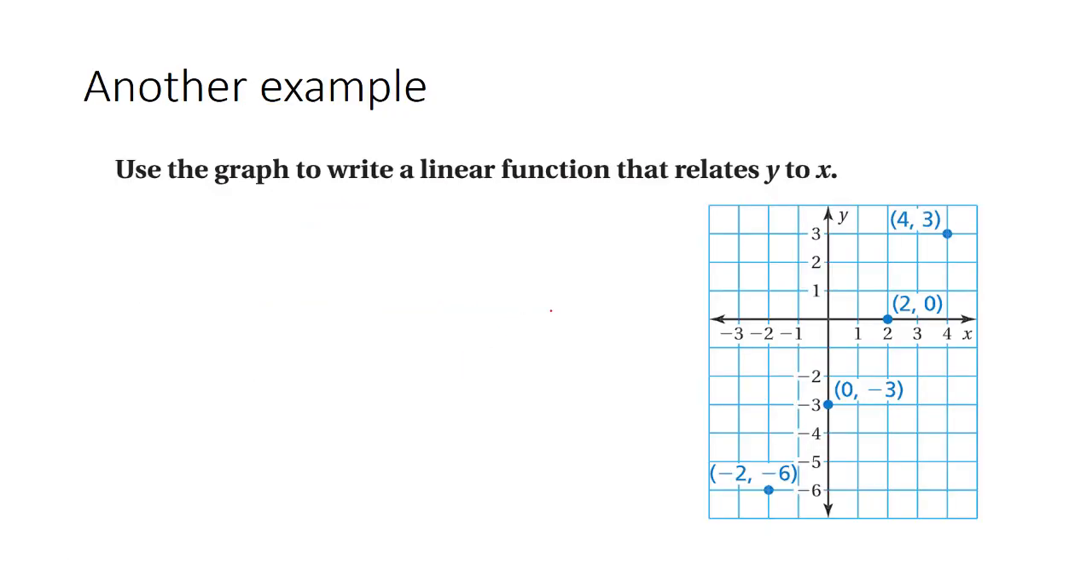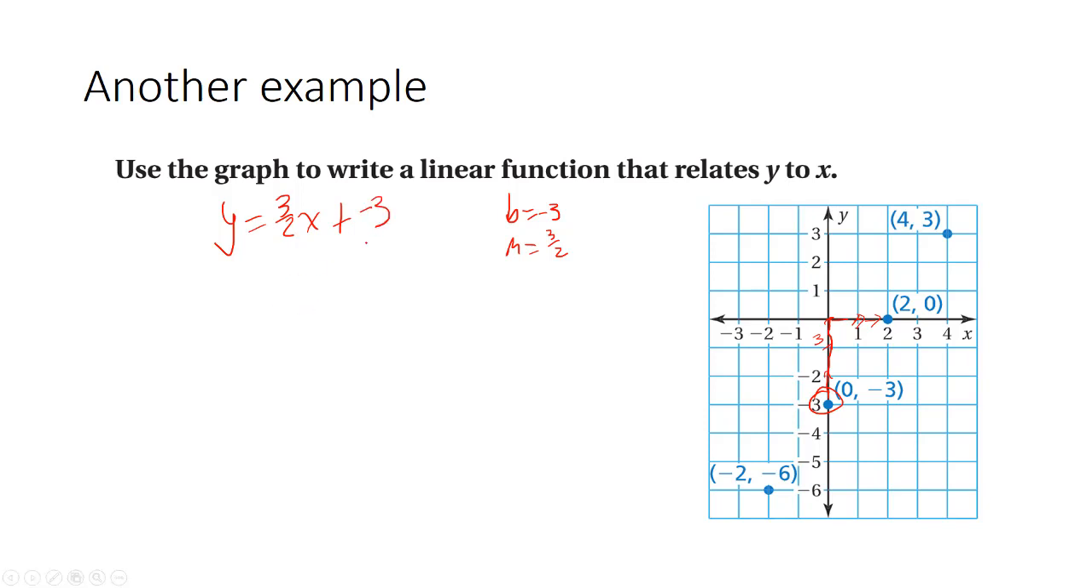Another example here, it says use the graph to write a linear function that relates y to x. So they plotted a whole bunch of points, but look at this. We see where it crosses the y-axis, so we know our b is -3, and then it's just a matter of finding slope. And I'm going to do this just by going like this. I'm going to count. Right? I just went up 1, 2, 3, and I went over 1, 2, so rise over run. M is 3 over 2, so y equals 3 over 2x plus -3.